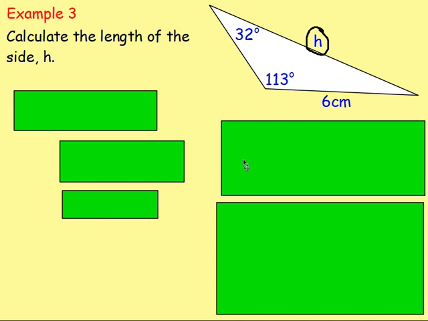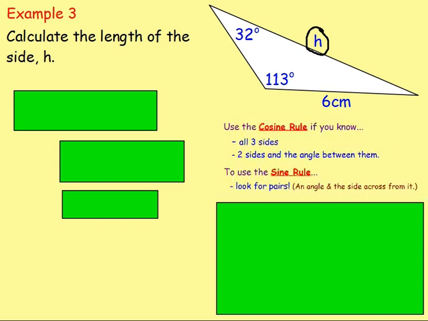Well, David, I will help you out. What you do is you always think about the cosine rule first of all. And you use the cosine rule if you know all 3 sides, or if you know 2 sides and the angle between them. Okay. So, do you know all 3 sides, David? No. Correct. You do not know all 3 sides. Or do you know 2 sides and the angle between them? No. Correct. Good. We don't know 2 sides and the angle between them. H is unknown. We only know 1 side. So we cannot use the cosine rule.